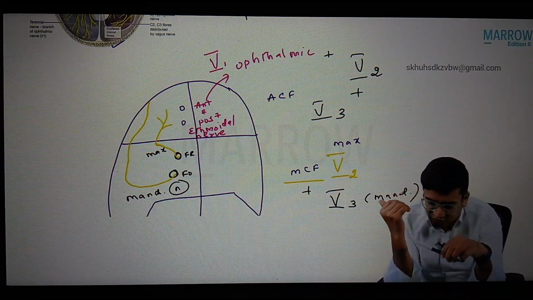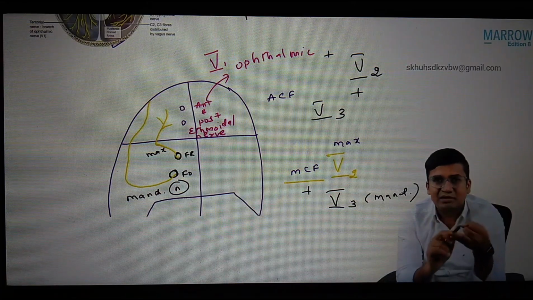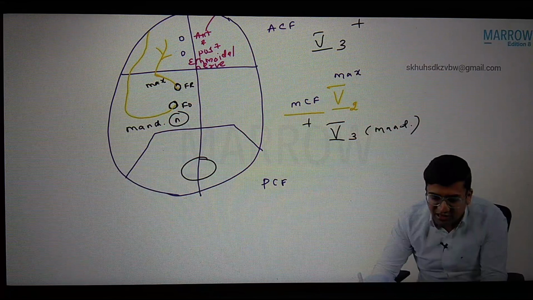Now what about the middle cranial fossa? The middle cranial fossa is supplied by the meningeal branch from the maxillary and mandibular, 5-2 and 5-3. Right. So what about the posterior cranial fossa?